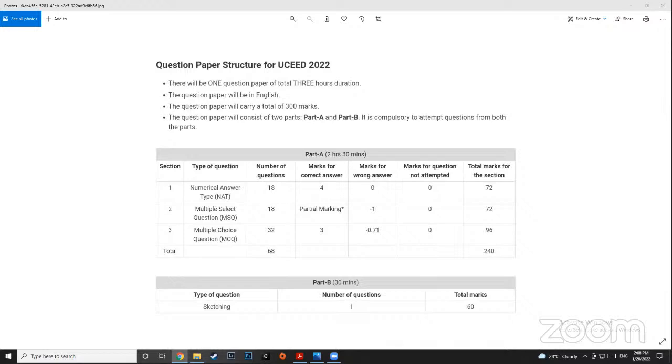The marking would be 4 marks for a correct answer. There is no negative marking: 0 marks for a wrong answer, and if you don't attempt it, again it is 0 marks. So for this numerical answer section, because there is no negative marking, you should ideally attempt all of the questions, isn't it? Even if you're confident in something, even if you're not confident, at least attempt if there is no negative marking.